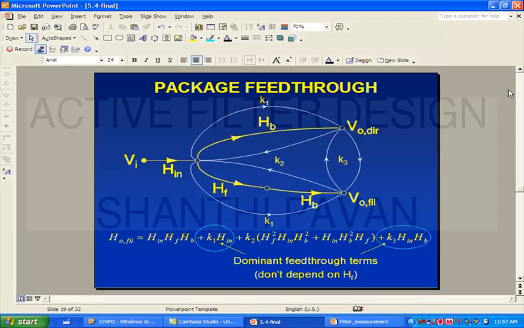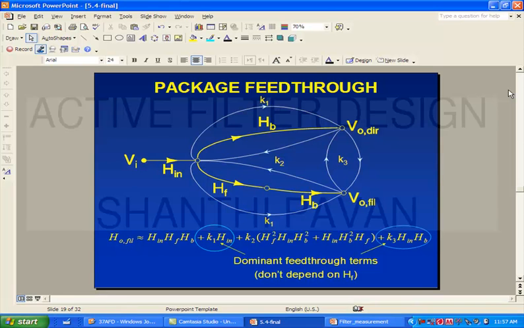So in other words, ideally this is the signal flow graph that you wanted, right? Hn, Hf, Hb, Hn and Hb only, correct? But now every node is talking to every other node through these coefficients k1, k2, and this is the real signal flow graph that you actually have, correct? So the gain of the direct path or the gain of the filter path, for example, is Hn.